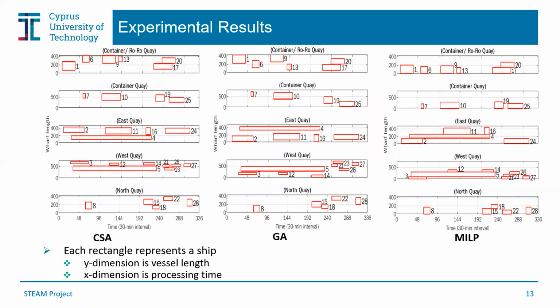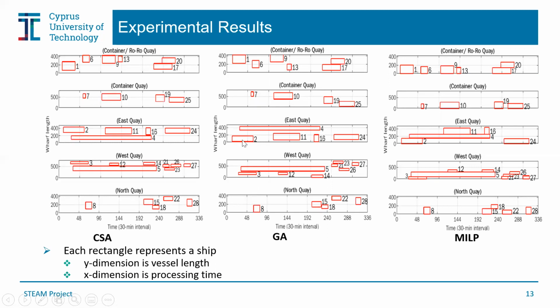So here is a solution developed by 3 different algorithms. You can see here I have presented results in 5 different queues: Q1, North queue, West queue, East queue, container queue, and container row queue. This one is a solution proposed by the Cuckoo search algorithm. This one is proposed by the genetic algorithm. This one is MILP, mixed integer linear programming.